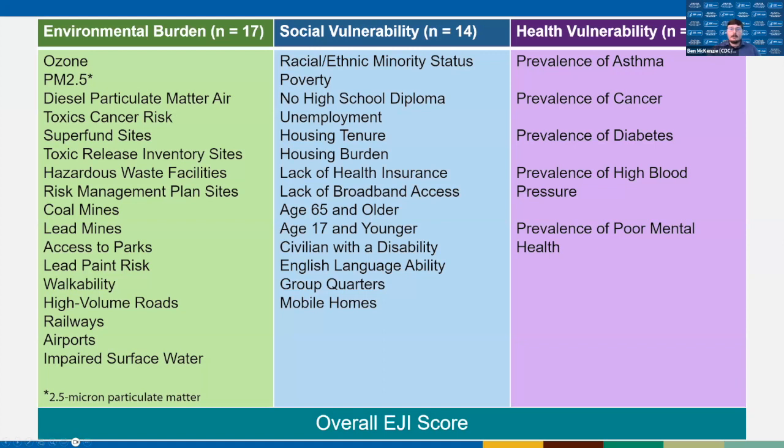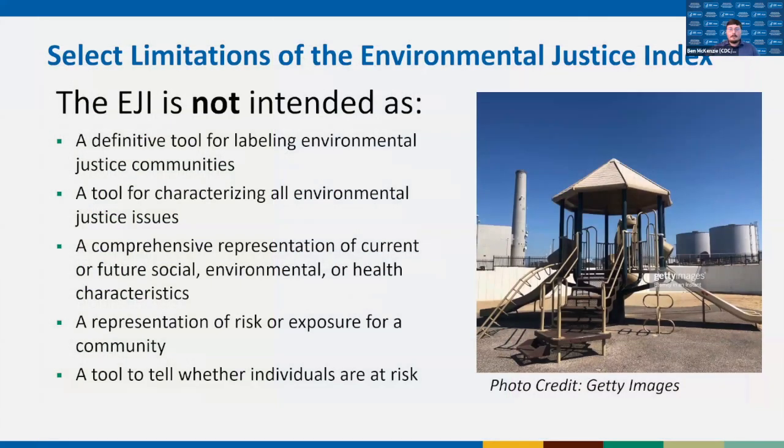Applying these criteria to a potential set of indicators identified through literature review and subject matter consultation resulted in a final list of 36 indicators that satisfied all criteria, including 17 indicators representing environmental burden, 14 indicators representing social vulnerability, and 5 representing health vulnerability. And I'll show you a place where you can learn a little bit more about these indicators in just a moment. Now, there are several very important limitations to consider when using a tool like the EJI.